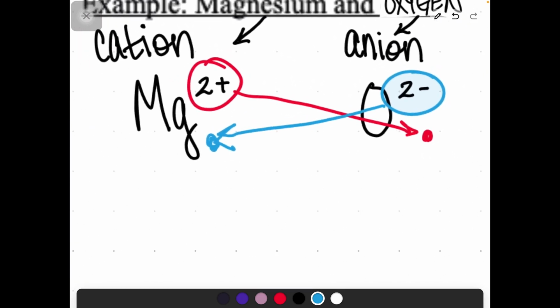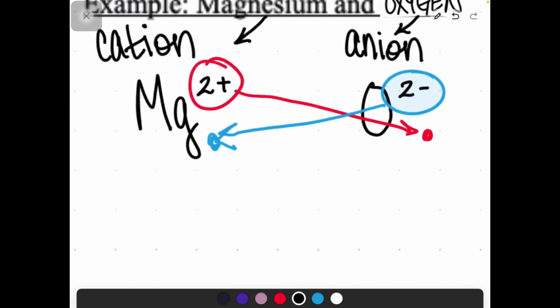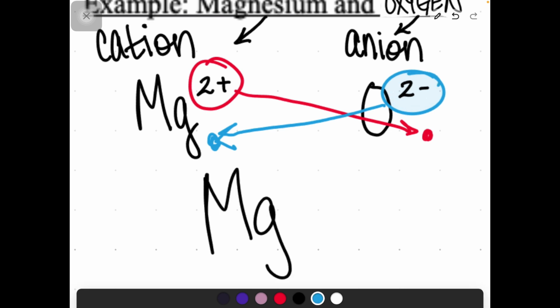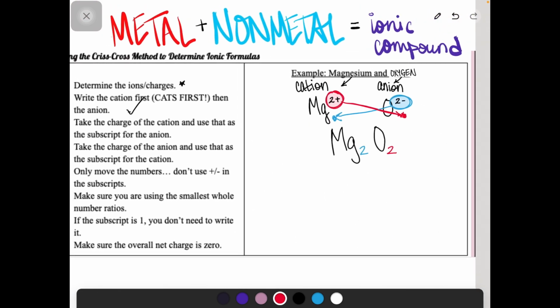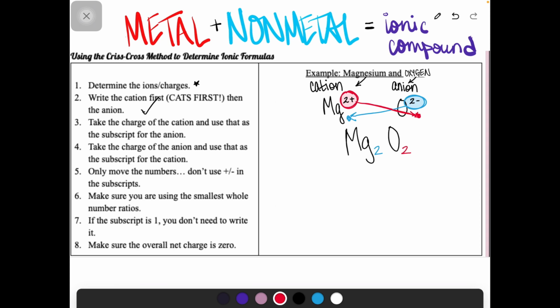Okay, so I'm going to come over here, I'm going to rewrite it, magnesium, and I'm taking this 2 over here and putting it there, not using the positive or the negative. Then I'm going to take my oxygen, and I'm going to take my 2 from my magnesium and bring it down there. Okay, 2. So we did this, we did this, we did this.